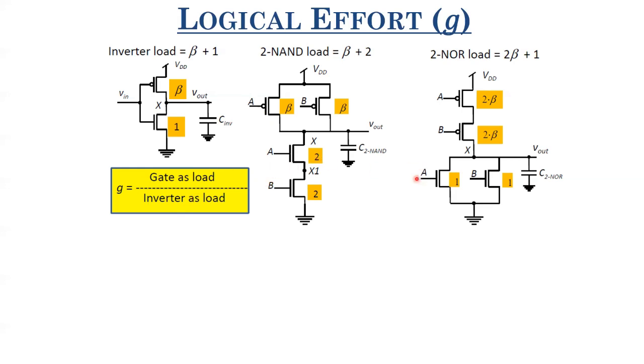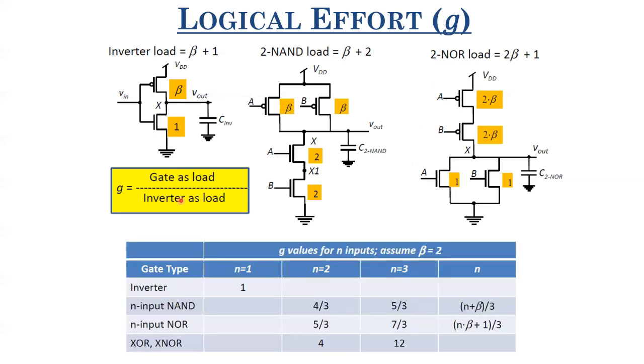Now let us look at input A for the case of NOR. So for the case of NOR, what do you have here? You have CG0 plus 2 beta CG0. 2 beta CG0 plus CG0. So what exactly is the G factor for it? It's 2 beta plus 1 divided by 1 plus beta. So typically, as I told, beta is equal to 2.